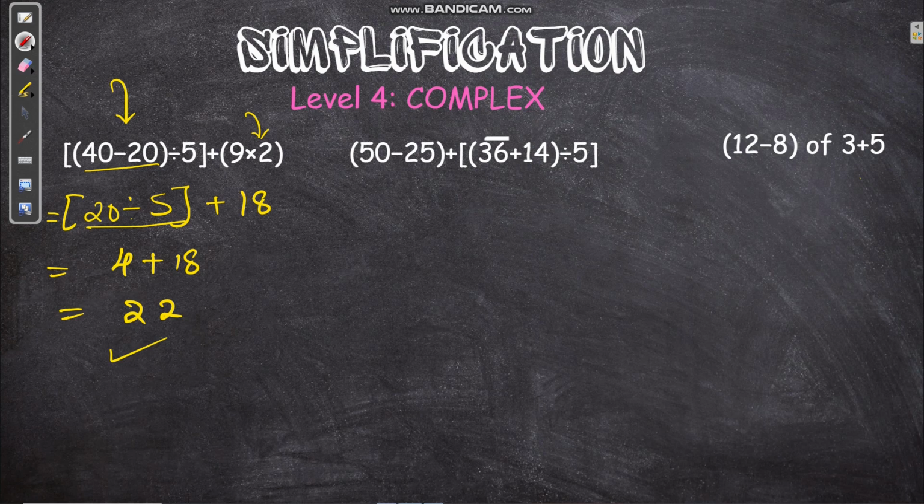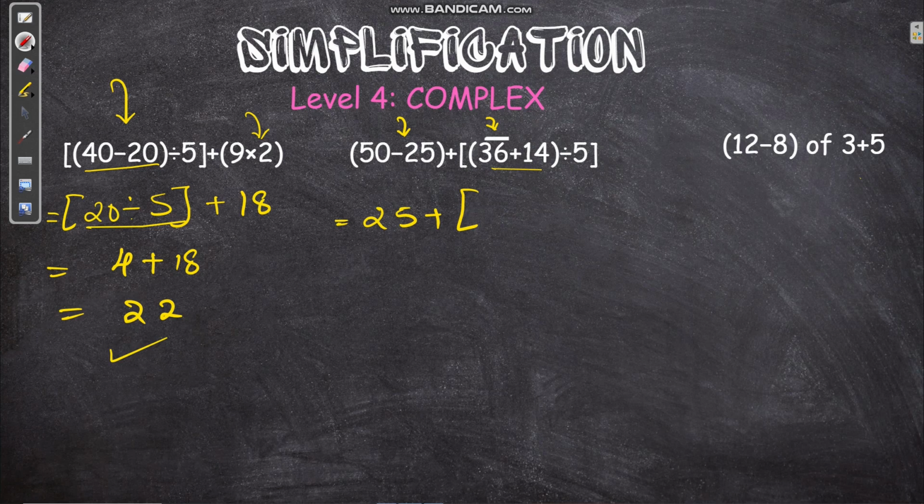Next question. 50 minus 25, and over here you have a vinculum. So this bar is nothing but a vinculum, so you need to solve this part first. Now I can solve this also simultaneously. So 50 minus 25 is 25, plus I'll put the square brackets. I need to solve this round bracket first.